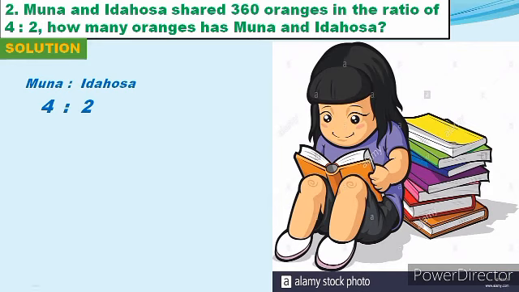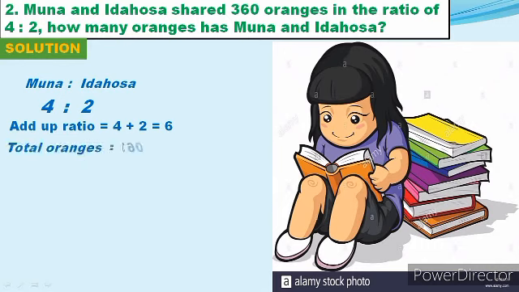In this kind of question, to get how many oranges were shared between them, the first thing you do is to add up your ratio. The ratio is 4 and 2. When you add up the ratio, it becomes 4 plus 2 is 6. And the next parameter you have to take note of is the total number of oranges, which is 360.